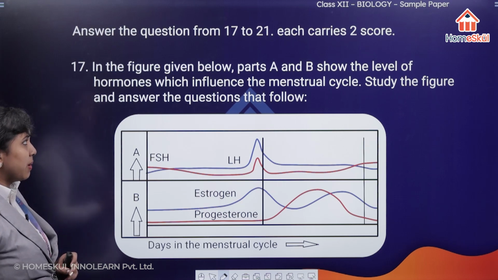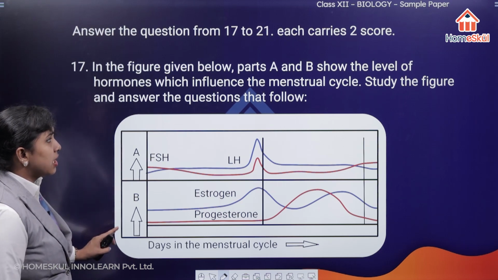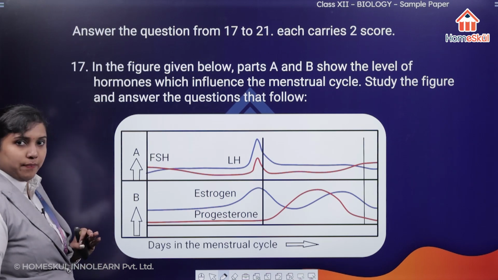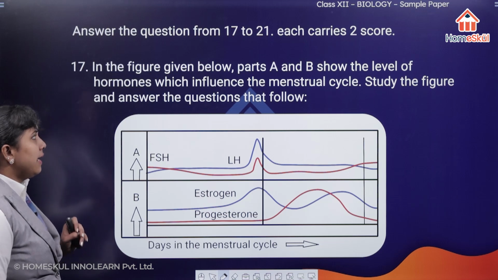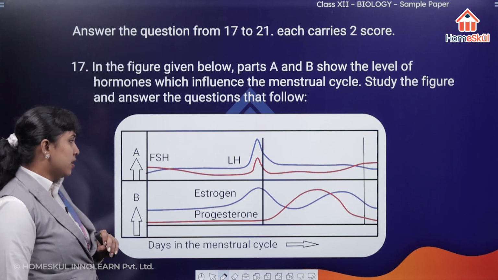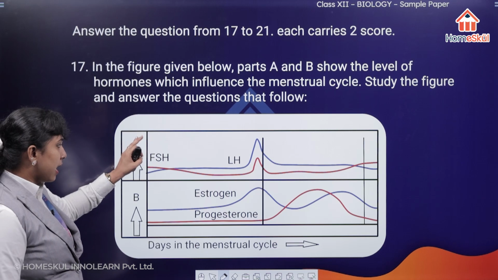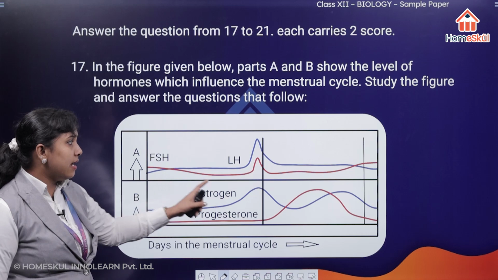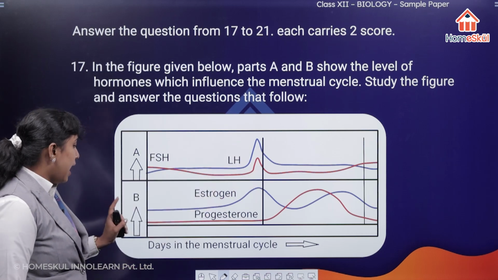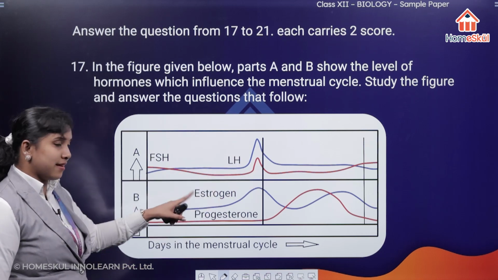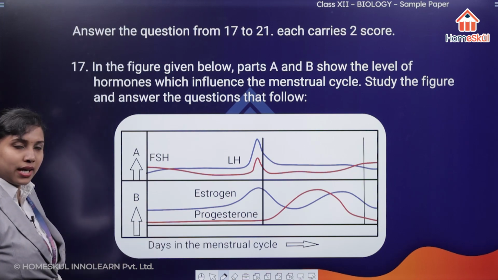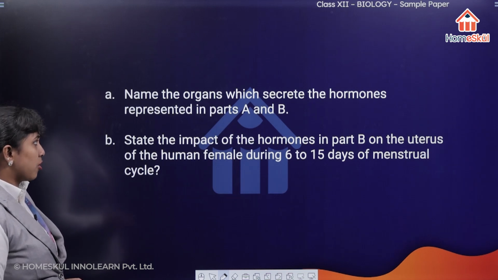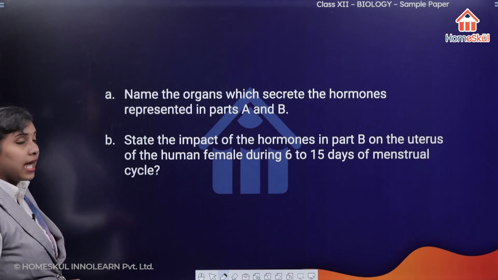Here in the figure given below, parts A and B show the level of hormones which influence the menstrual cycle. Study the figure and answer the questions that follow. Part A is showing FSH, follicle stimulating hormone, and LH, luteinizing hormone. And part B is showing estrogen and progesterone. Let us see the first question. Name the organs which secrete the hormones represented in parts A and B.